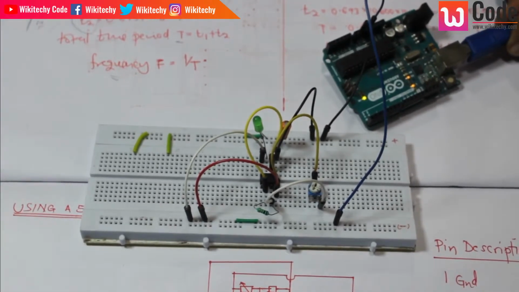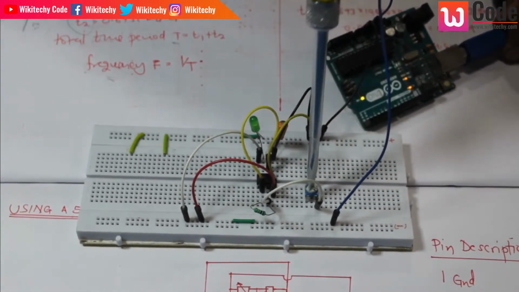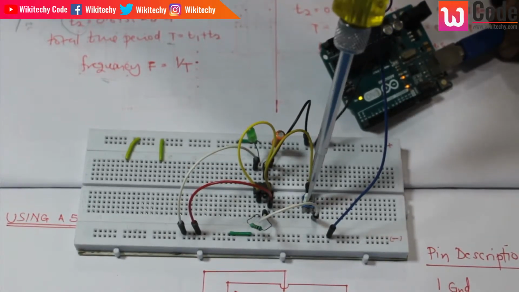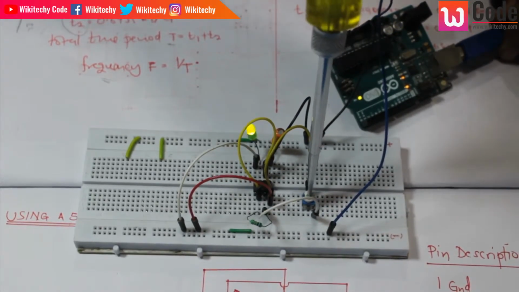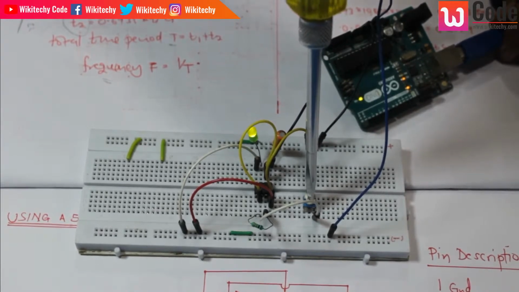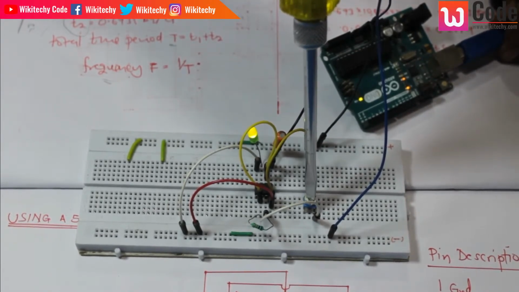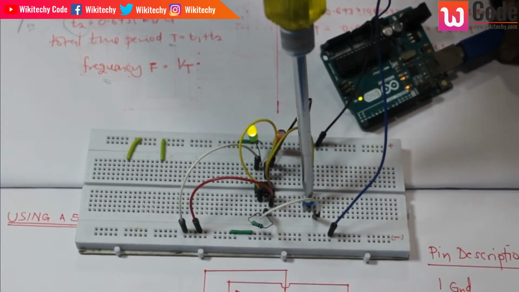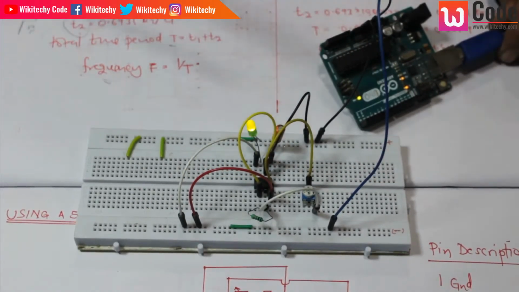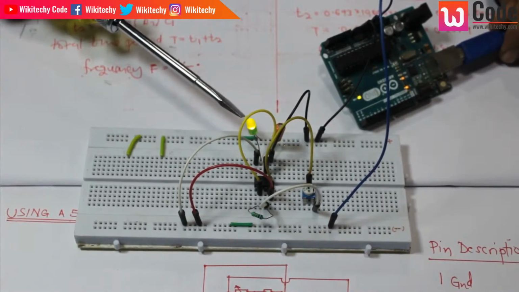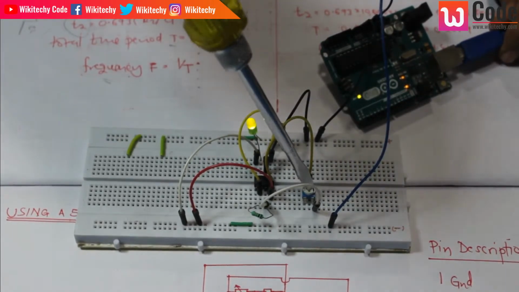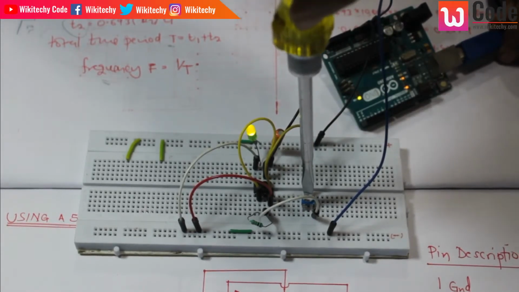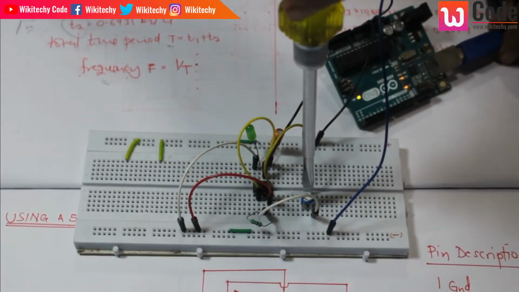So I'll try to change the variable resistor to see whether my light is on or off. That's really awesome. The circuit is ready. You're able to see, based on the resistance, the flickering or flipping of your LED happening automatically. I'm trying to change it. Can you see the delay here? I'm trying to increase the delay. You're able to see the frequency is increased.